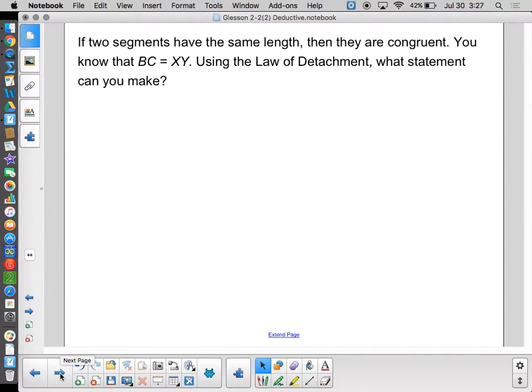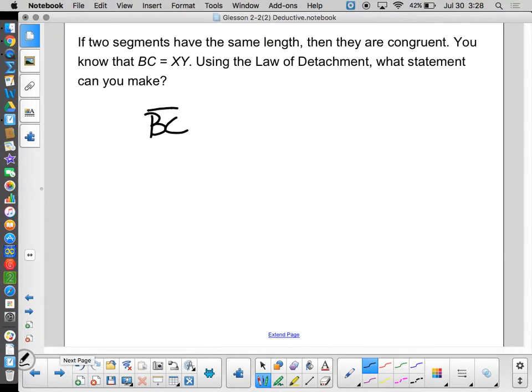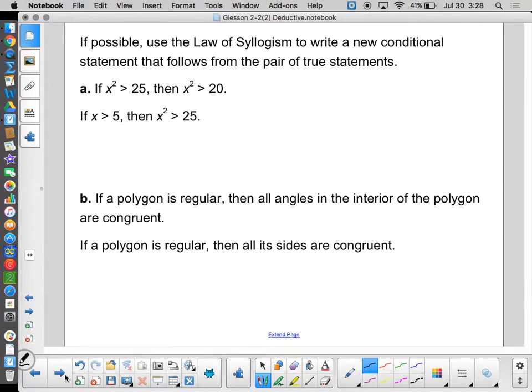So here's an example. If two segments have the same length, they are congruent. You know that BC is equal to XY, meaning they have the same length. What must be true? Well, by definition, segment BC has to be congruent to segment XY. If two segments have the same length, which they did, then they are congruent. That's what our conclusion was. That's law of detachment. It's really that quick and easy.